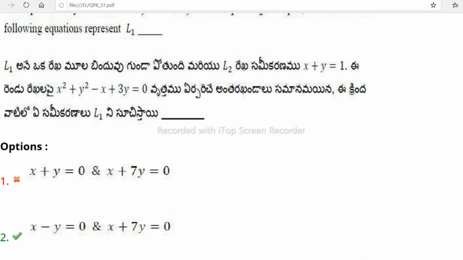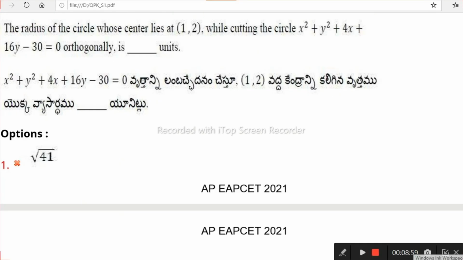Now we'll look for the next question. Yes, we can observe this question. What is given? The radius of the circle whose center lies at (1, 2) while cutting the circle orthogonally, dash units, is asked. Means we want the radius of the circle whose center is (1, 2) and which cuts the given circle orthogonally. For this, if you know the centers and radii of the two circles, the orthogonality condition is what you have to use here. Immediately you can get the solution easily.